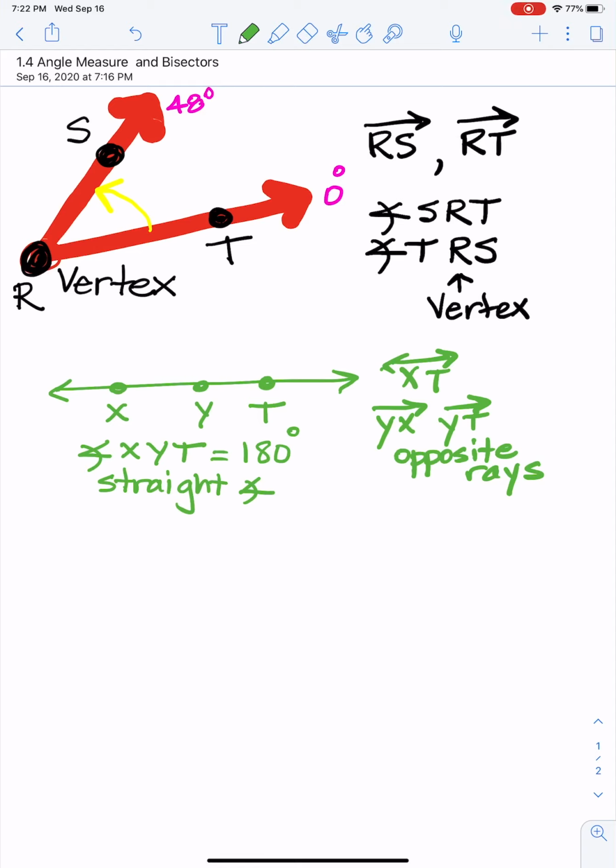Now, the inside of an angle, the interior, is the yellow portion up here. The exterior is everything on the outside of the angle. And angles are classified. Different classifications, which I'm sure you remember from middle school. You can have a right angle, which is exactly 90. Let's call this angle MNO.